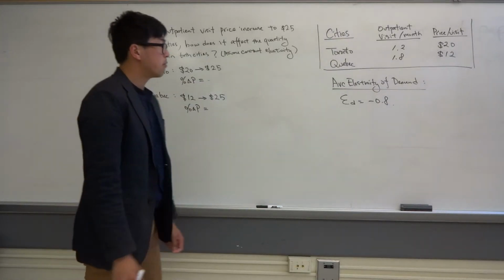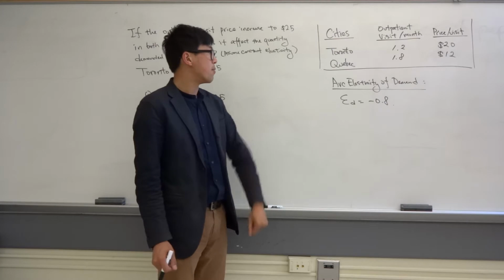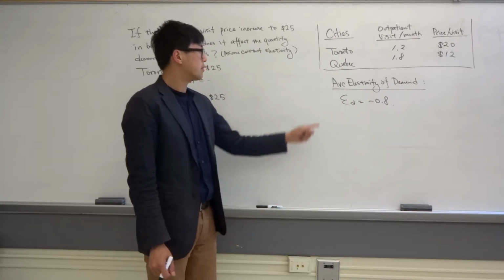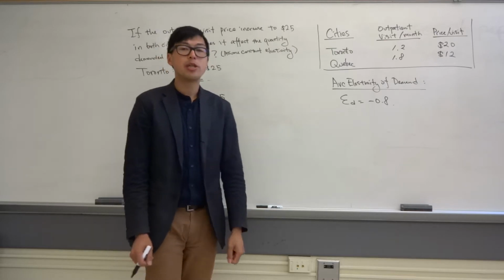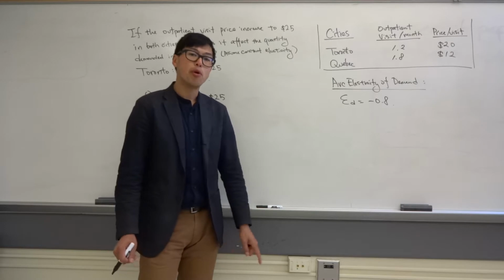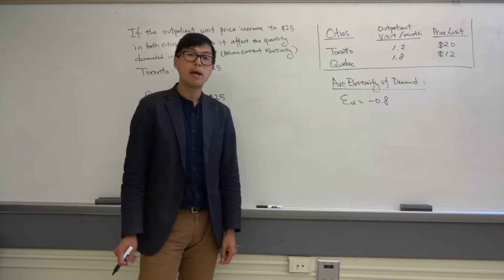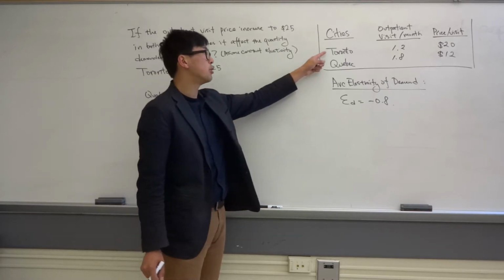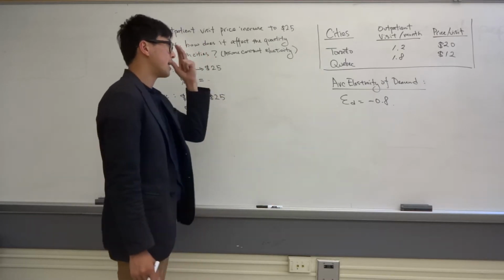So we have derived the arc elasticity of demand for outpatient service in Canada. The negative 0.8 actually means for every 1% change in price, it will result in a 0.8% change in quantity demanded for outpatient service in Canada, combining the data we used in Toronto and Quebec.